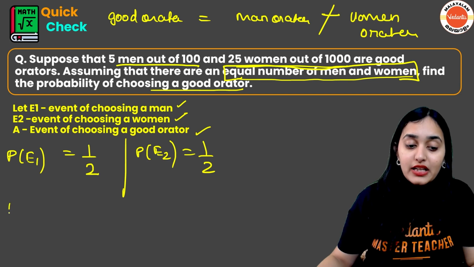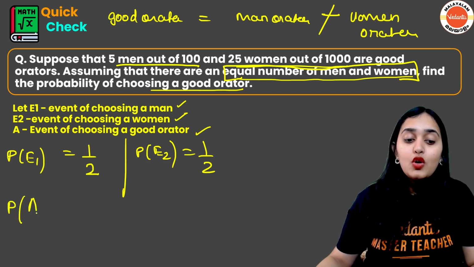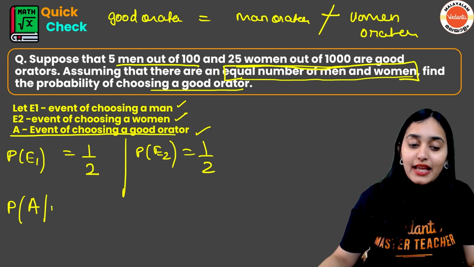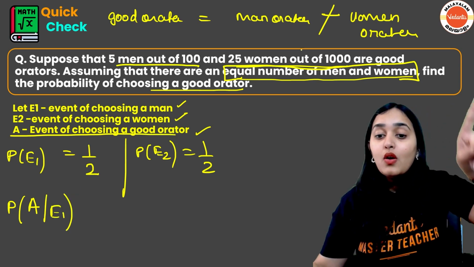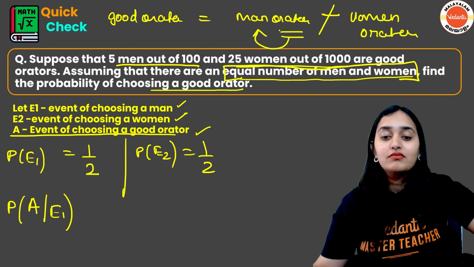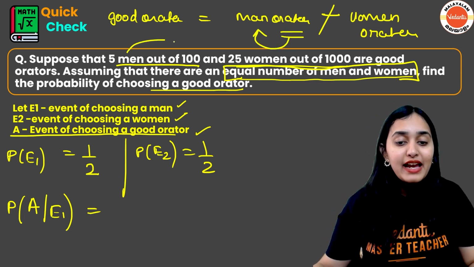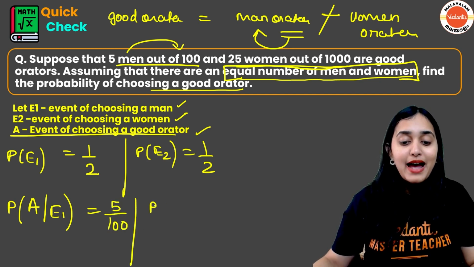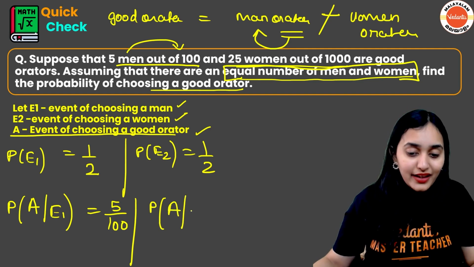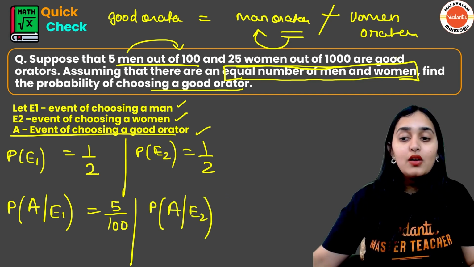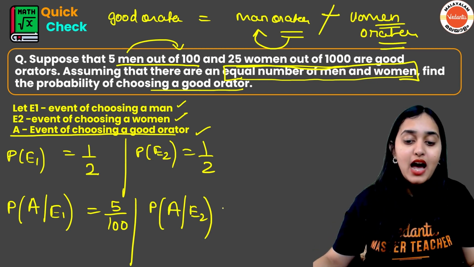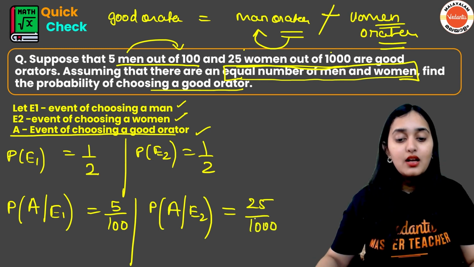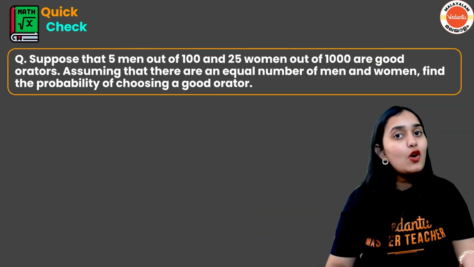Now, what is the probability of choosing a good orator? A is choosing a good orator given that it is a man. A good orator who is a man, how many are there? 5 out of 100. Similarly, the probability of choosing a good orator given that it is a woman. An orator who is also a woman, how many? 25 out of 1000. It is given in the question. Now simply I will use the formula of total probability.